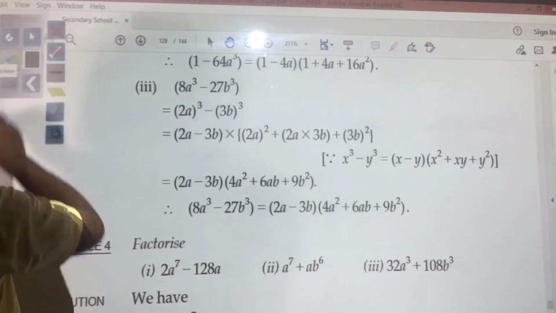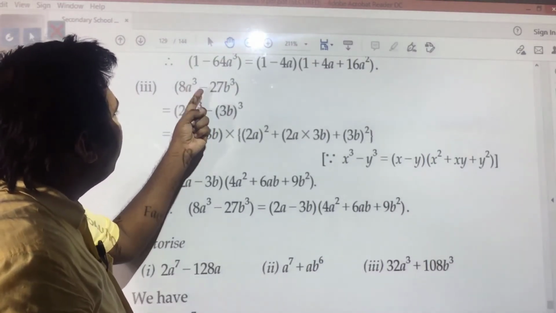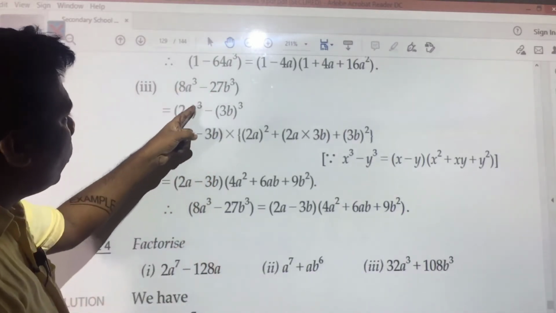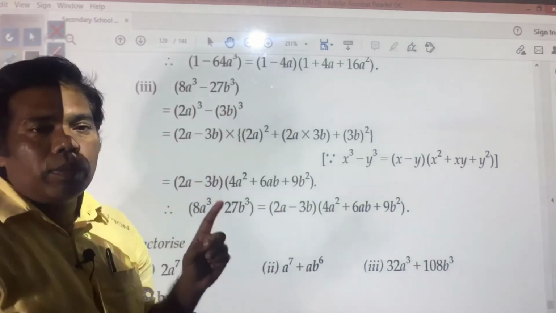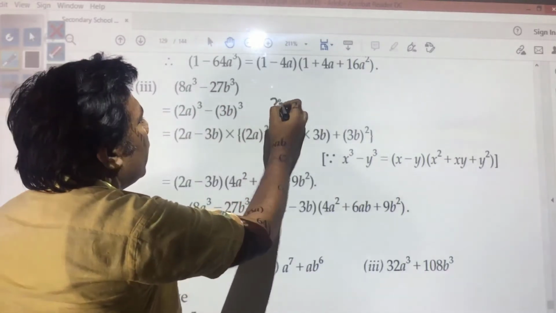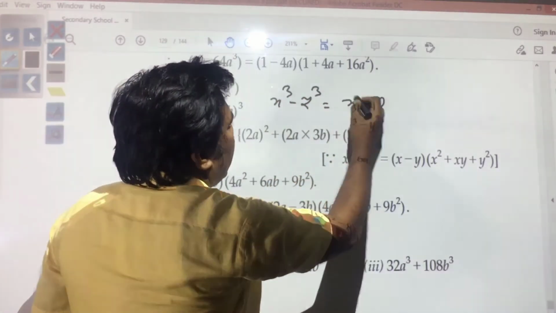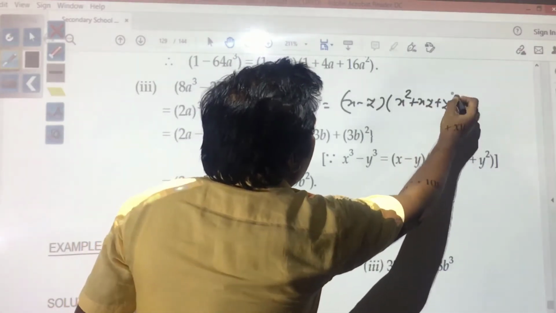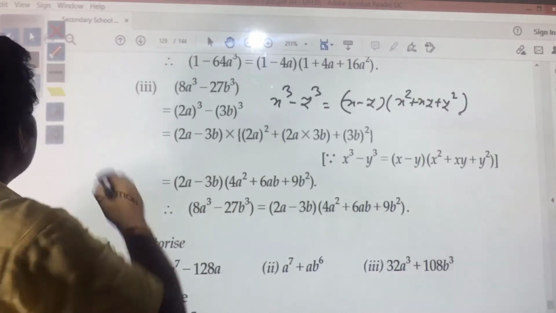Here this is also a very simple, very common question. It is 8 a cube minus 27 b cube. 8 a cube can be written as (2a) whole cube, and 27 b cube can be written as (3b) whole cube. Again this is in the formula x cube minus y cube. We know x cube minus y cube is equal to (x minus y) into (x square plus xy plus y square). In this we need to put the values and find the answer.